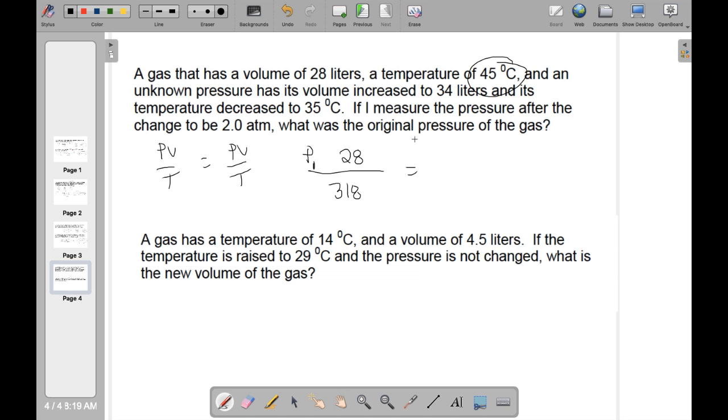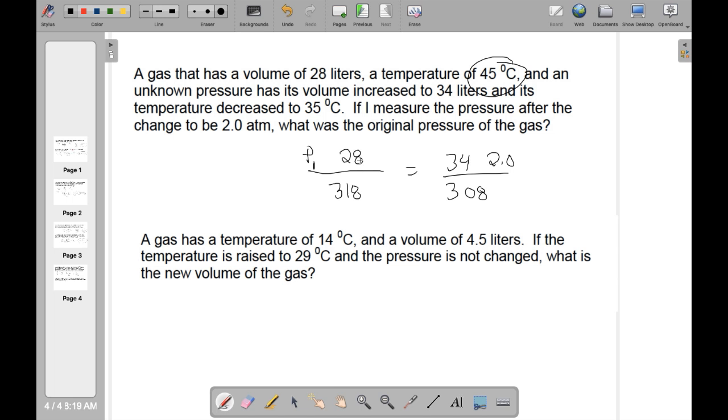And its temperature is decreased to 35. So 273 plus 35 is going to be 308 Kelvin. Its volume is increased to 34, so I'll put 34 right here. And the pressure is now 2, if I measure the pressure after the change to be 2. So yet again, sometimes you've got to figure out what they're asking here. What was the original pressure of the gas?